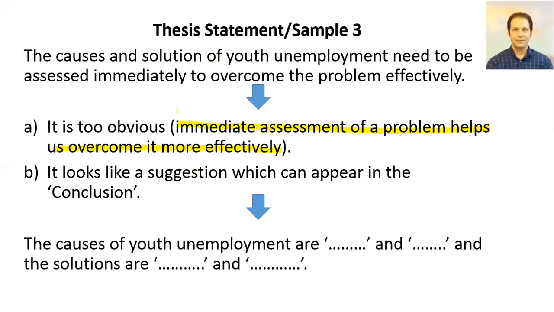Again, this one is not specific. We know there are causes and there are solutions. Maybe we should talk about them. So here is the better version. The causes of youth unemployment are A and B, and the solutions are A and B. Of course, you can fill out these gaps based on the information and the data that you have.